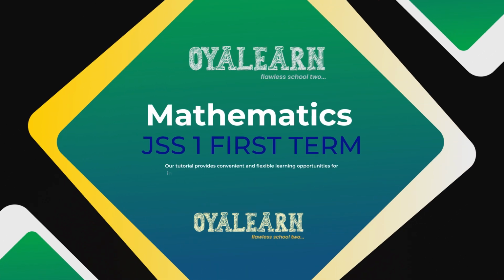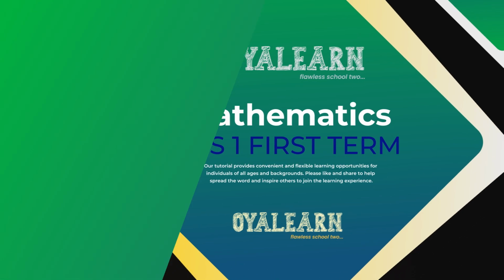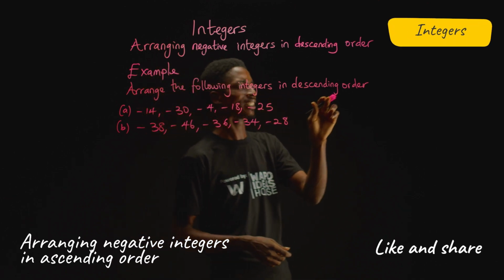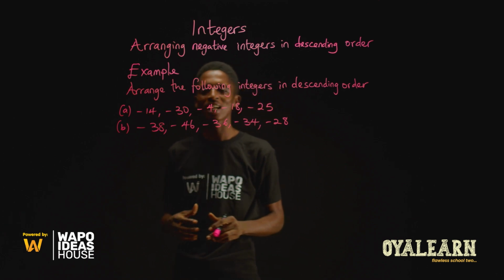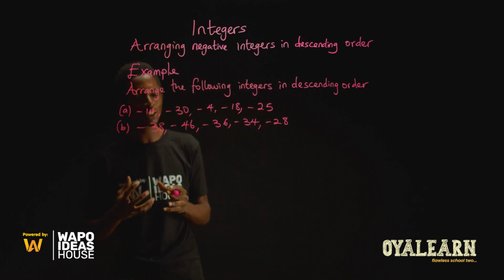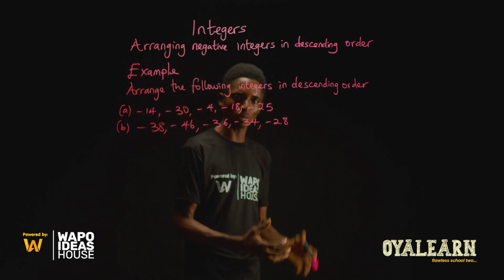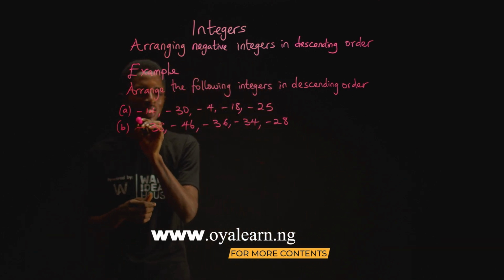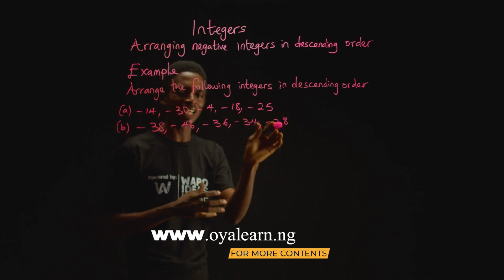Arranging negative integers in descending order. We are to arrange the following integers in descending order. That is, we are starting from the largest of them to the smallest of them. And please pay attention, as you will see that all these integers are negative.